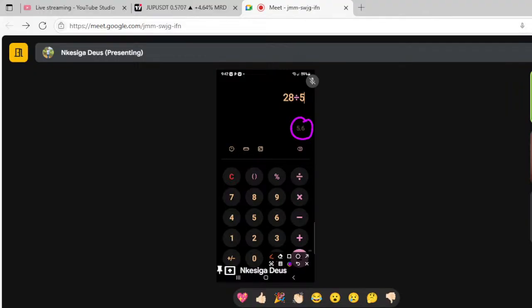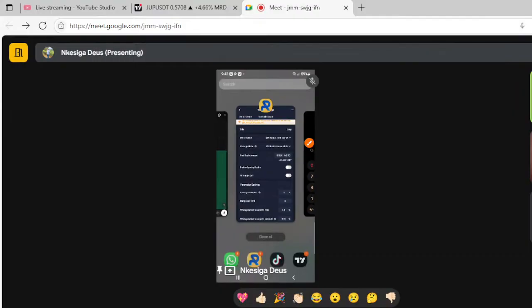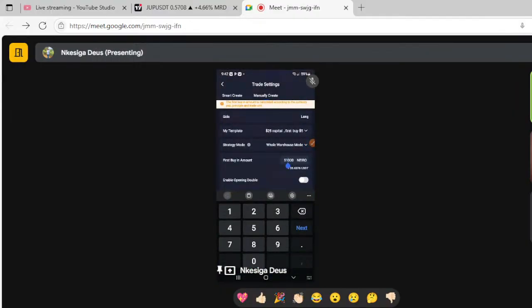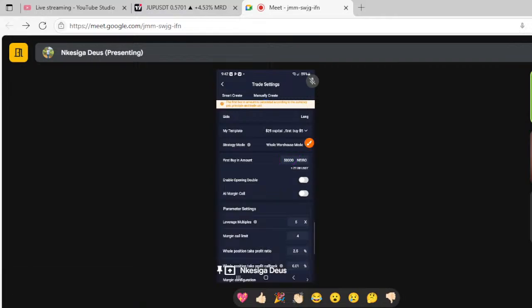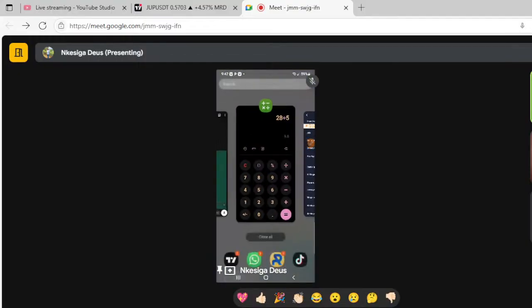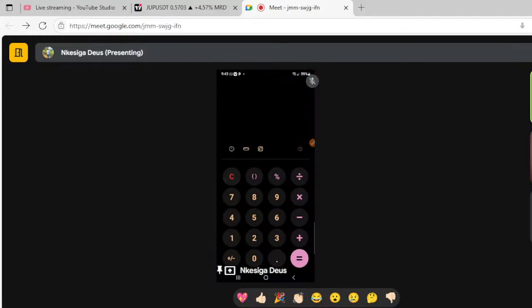But I want to use only $5, so I will reduce now. I will remove this one. Now let me add 0 to make them 50,000 coins. They are giving me $27. So I will get the 27 that they are giving me, then I divide by 5. I still get high. It is 5.4.